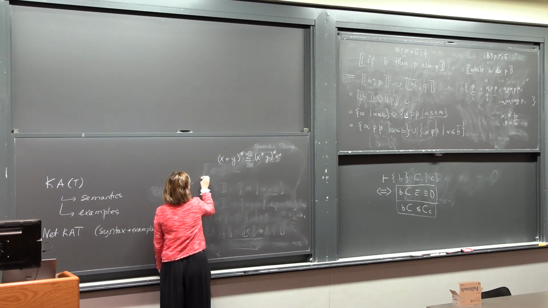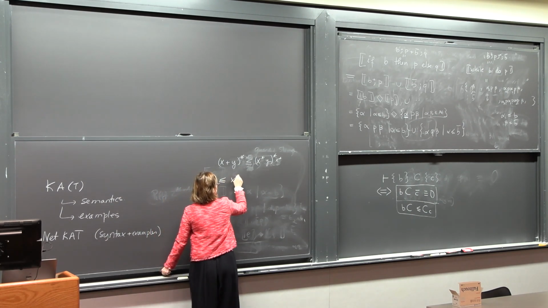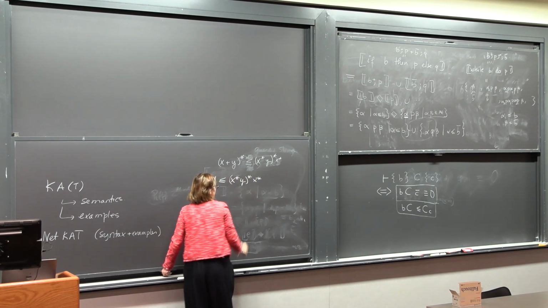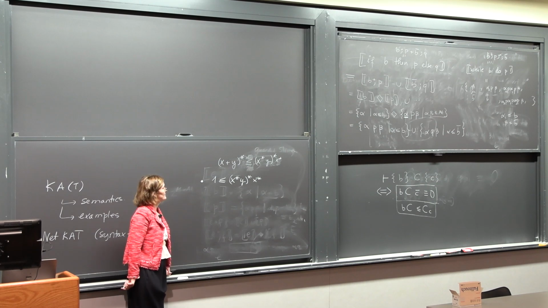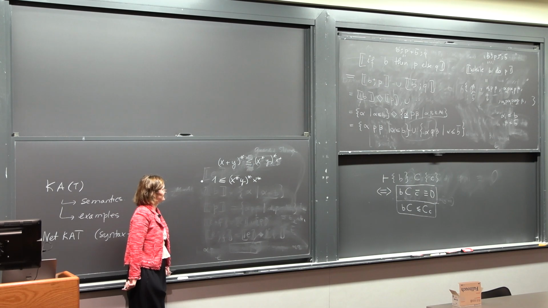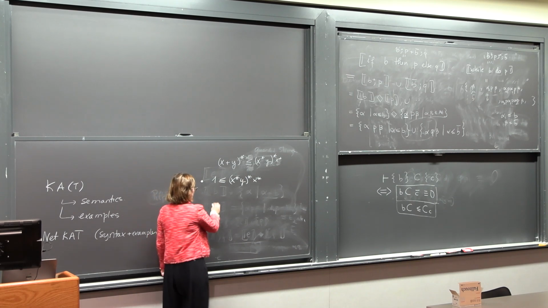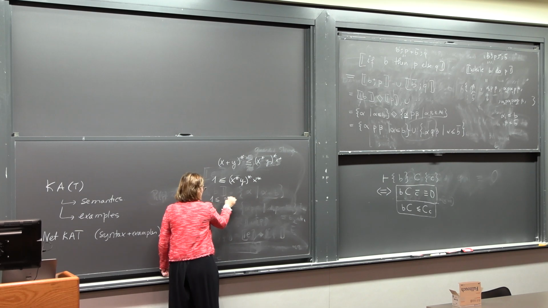First fact: 1 is smaller or equal than x star y star x star. Who tells me why I can write that syntactically? 1 plus anything is anything. Or, no, sorry, that's not true. 1 plus anything star is anything star. Correct. So 1 is smaller or equal than any star, say, z star.